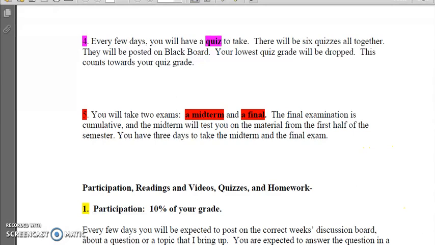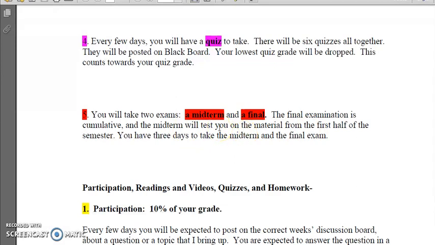So that means you can miss one quiz and not do so well. It's not going to count against you. And the two biggies here are a midterm exam and a final exam. The final is cumulative, and the midterm will test you on the material from the first half of the semester. And these will also be done on WebAssign.